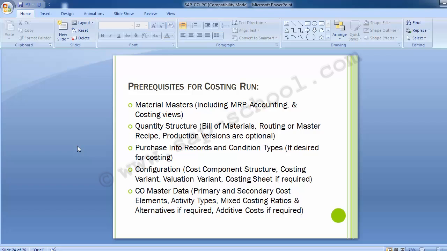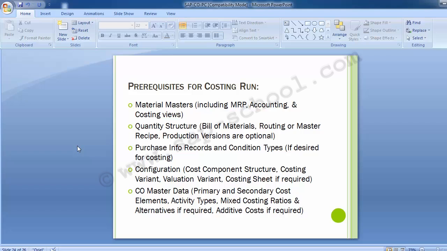Configuration: certain configuration is needed with respect to the cost component structure, costing variant, valuation variant and costing sheet if required. Then comes the part of CO master data: primary and secondary cost element, activity type, mixed costing ratios and alternatives if required, additive cost if required are needed for the CO master part. So these are certain prerequisites which have to be there so as to successfully execute the costing run.